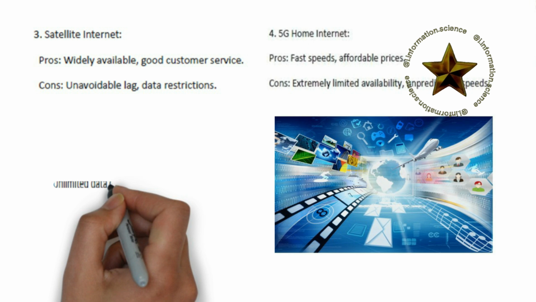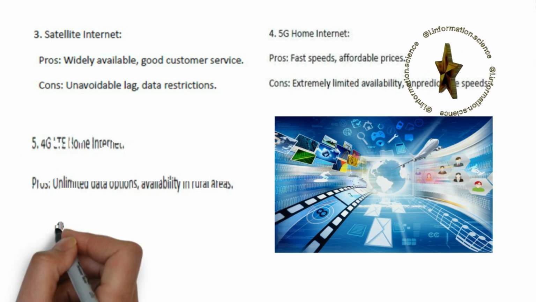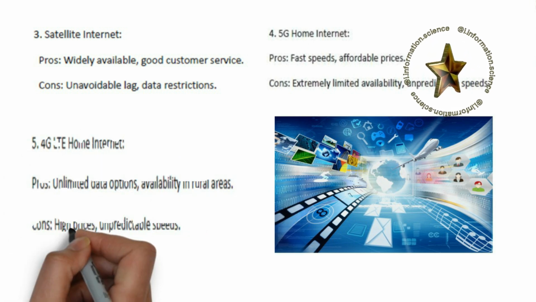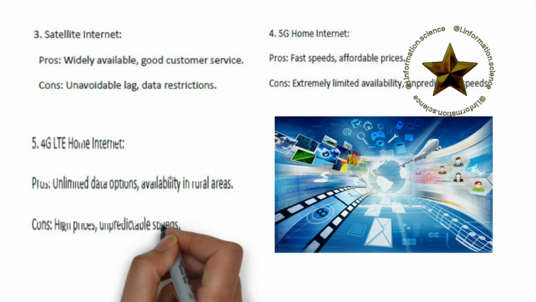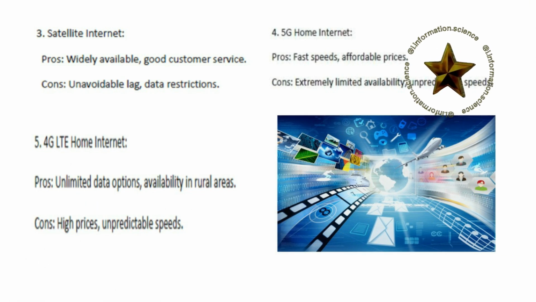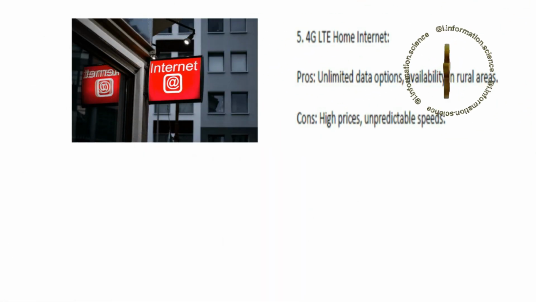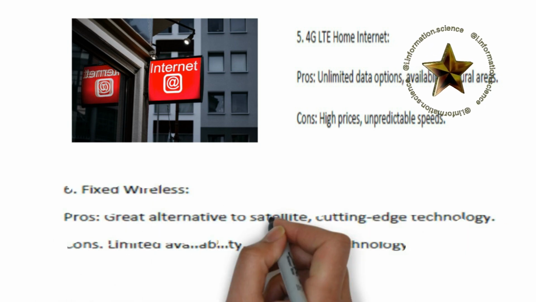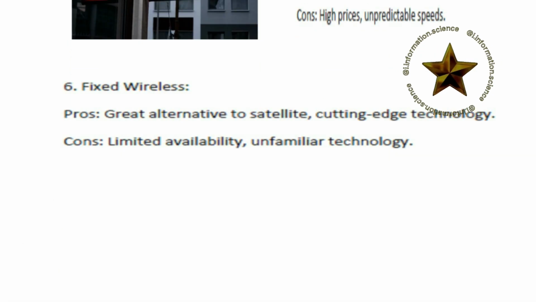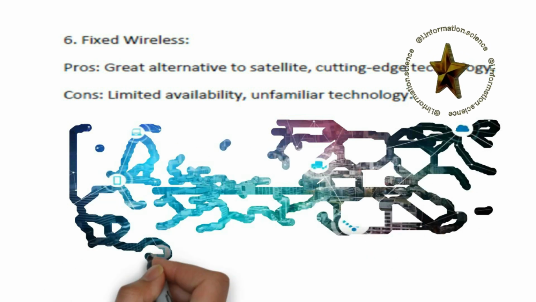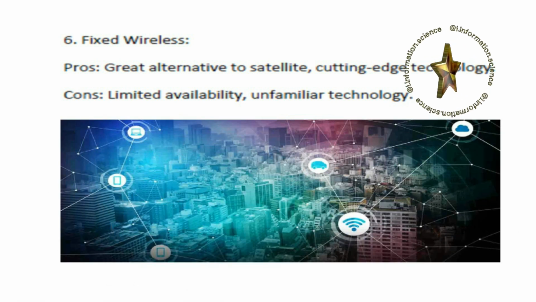Fifth, 4G LTE home Internet. Pros: unlimited data options, availability in rural areas. Cons: high prices, unpredictable speeds. Sixth, fixed wireless. Pros: great alternative to satellite, cutting-edge technology. Cons: limited availability, unfamiliar technology.